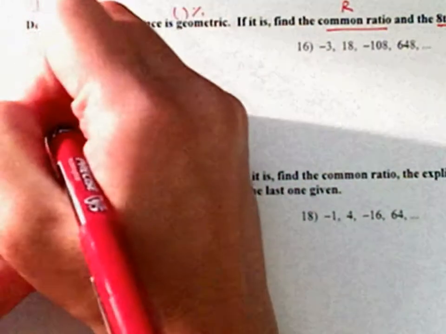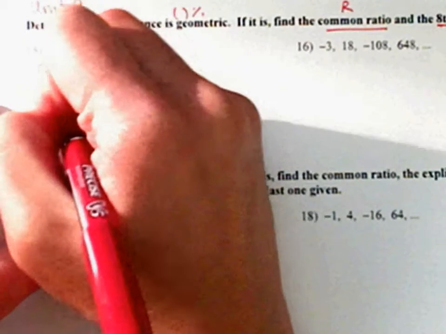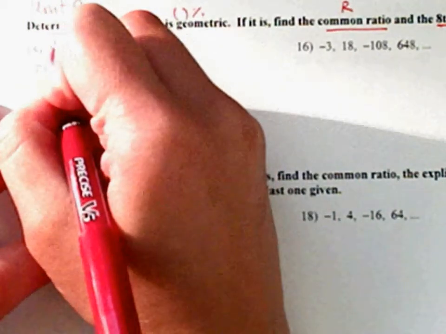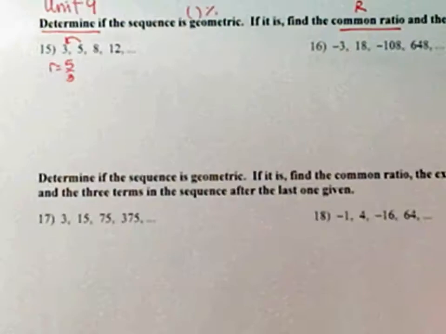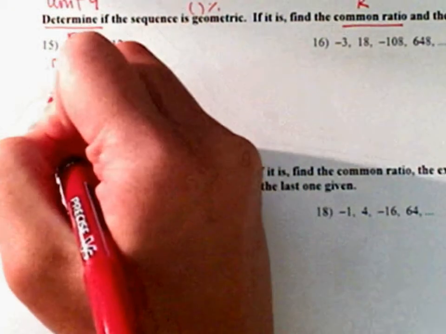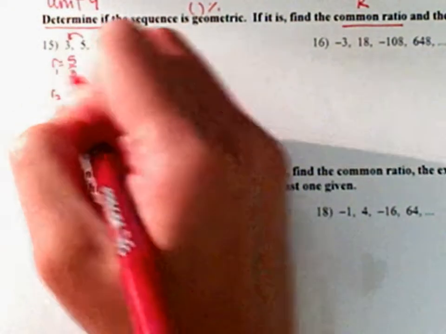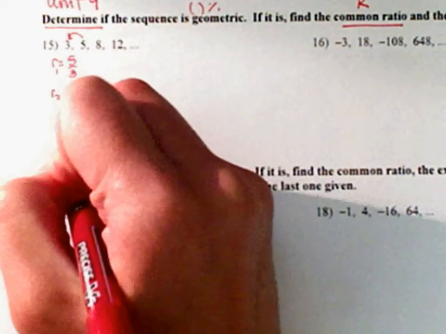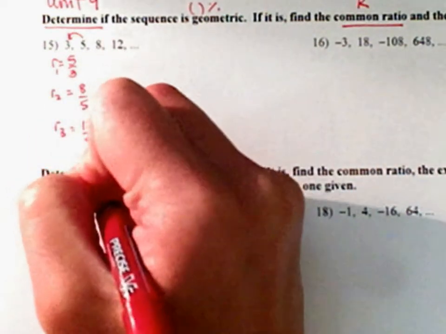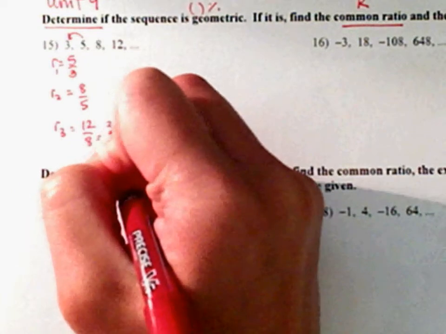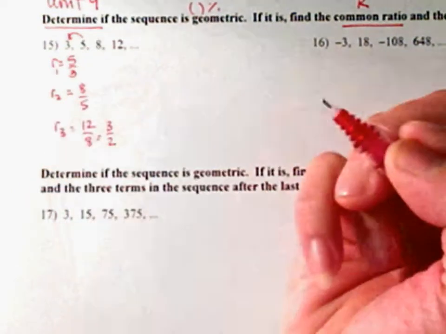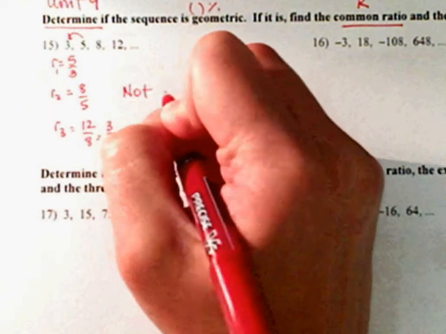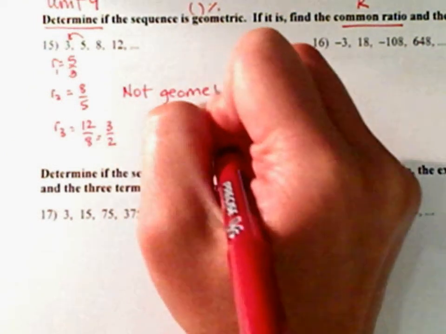First of all, to find your R, you can take 5 divided by 3. Take your second divided by the first. Okay? Comes out to be 5/3. Take a look at your second one. 8 over 5. Are these exactly the same at all? Nope. How about 12 over 8, which is the same thing as 3 over 2? Do you see how these are all different? Then this one right here is not geometric. Okay?